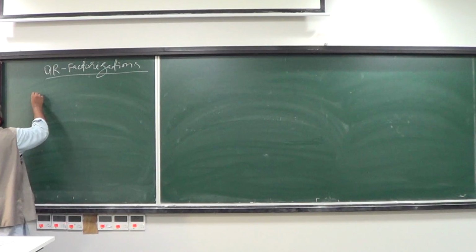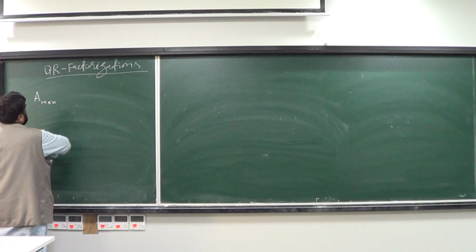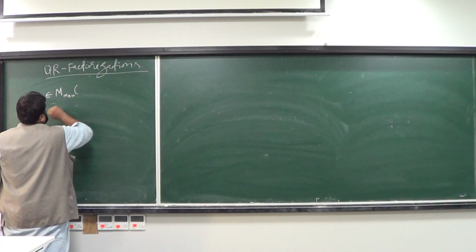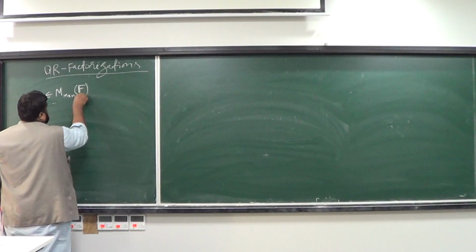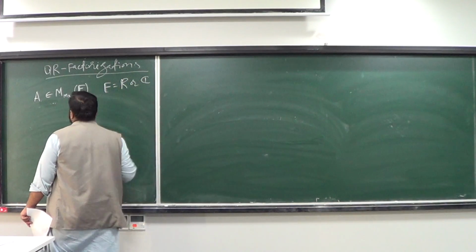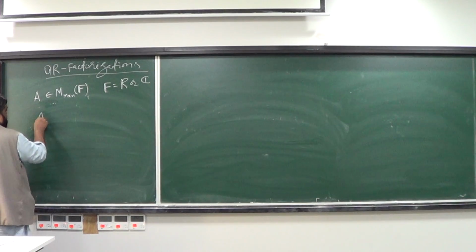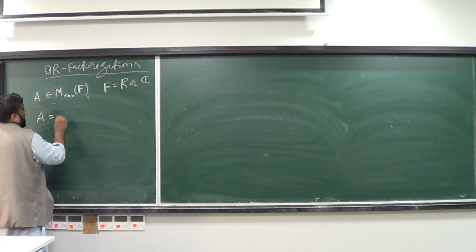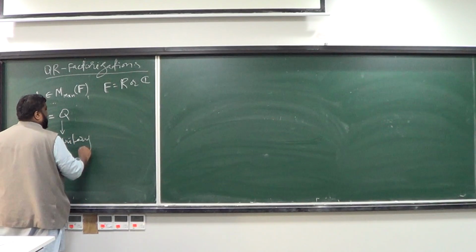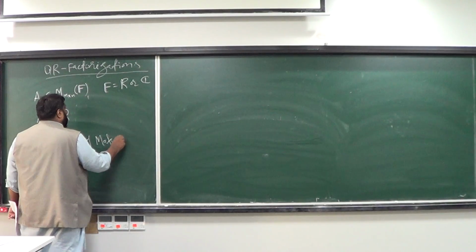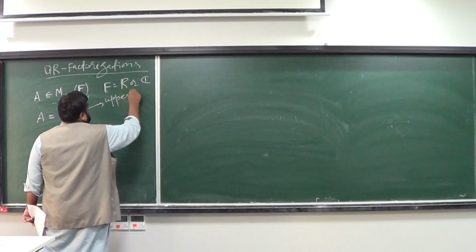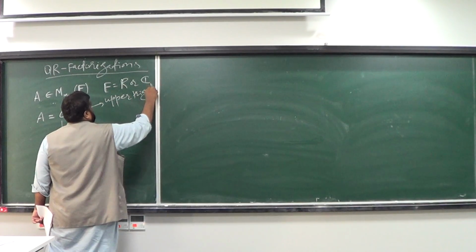So if A is, say, an m by n matrix with entries from F, where F could be, as mentioned earlier, the set of real numbers or the set of complex numbers, then this factorization algorithm tells you that you can always find a unitary matrix and an upper triangular matrix.